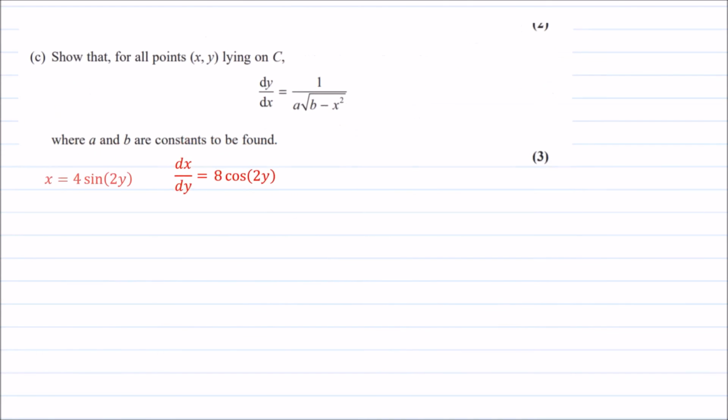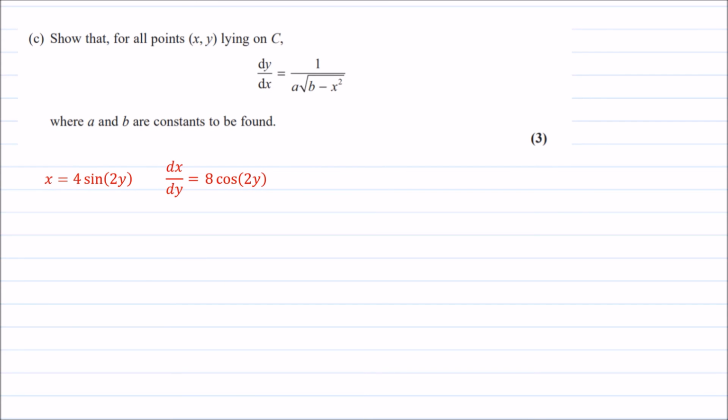And now let's move on to the final part of the question, which is part C. So let's do this, and then we can wrap up. So show that for all points in the x and y coordinate lying on C, we can get this gradient equation, dy over dx, where a and b are constants to be found. Now, the problem with this question, guys, is that there is no actual build-up to this. We don't really know where we're going.